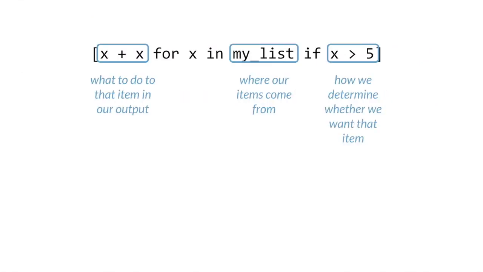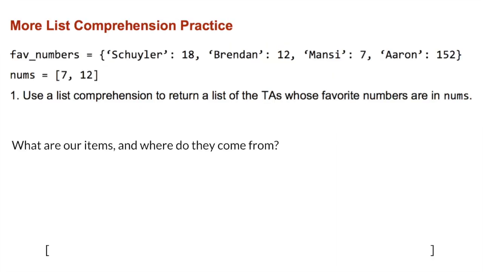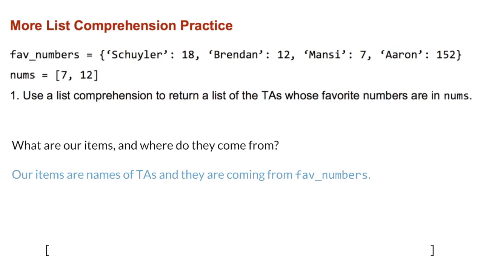So the first question I ask myself, or I basically refer to this. So the first question we ask ourselves is, what are our items and where do they come from? So in this case, our items are the names of TAs and they're coming from fave numbers. So what we do is we add that for part to our list comprehension. And so we say for name in fave numbers.